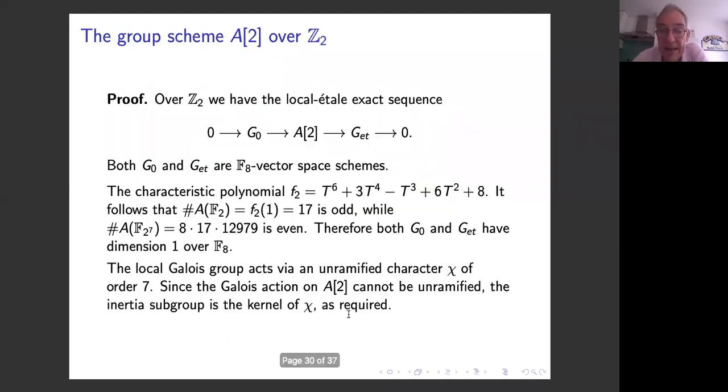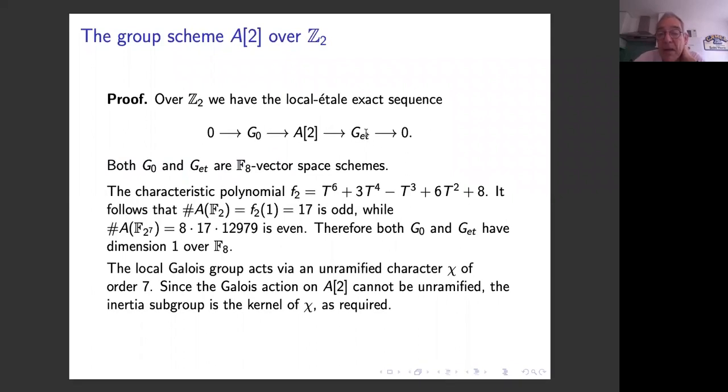And why is that? Well, locally the ring is the ring of 2-adic integers over both primes over 2. And over such local rings, there is always the connected-étale exact sequence. So your group scheme has a connected component, which is a local group scheme. It has only infinitesimal points. And the quotient is an étale group scheme. So you always have this. Moreover, in this case, we know that A2 admits an action by F8. It is an F8 vector space scheme. And by functoriality, the same is then true for the étale part and for the connected part. So we always know that.